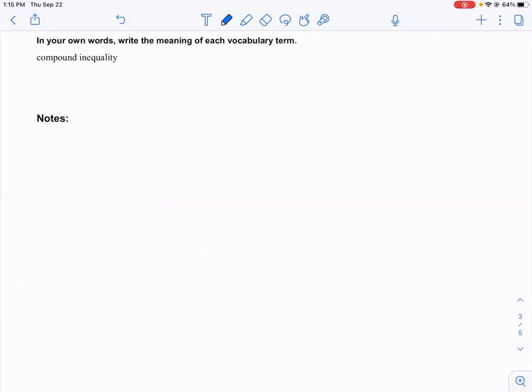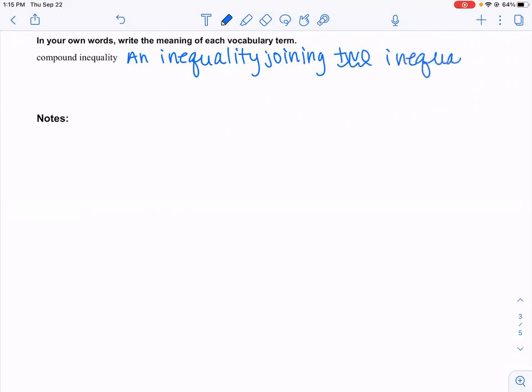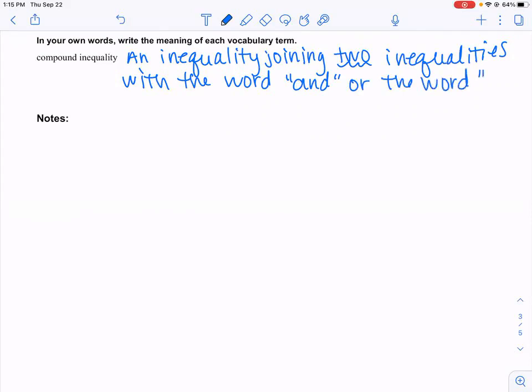So here we go. A compound inequality is an inequality, write this down, joining two inequalities with the word and or the word or. Okay. A compound inequality: we are joining two inequalities together with and in between, or with or in between.